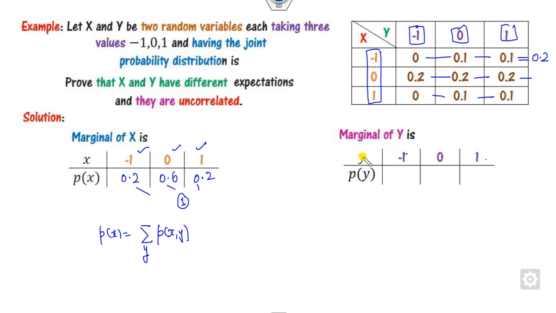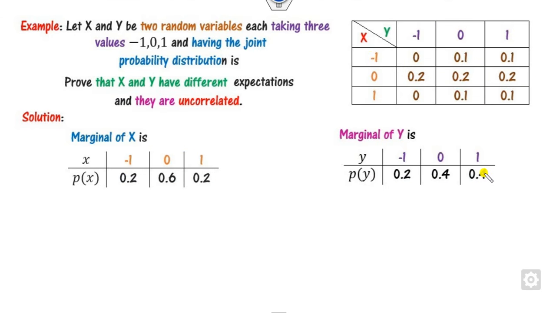Similarly, how do you find the marginal of y? You can add them column-wise because y is written in this way. So this is my 0.2, this is my 0.4, and this is my 0.4.